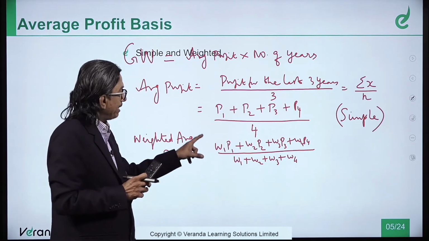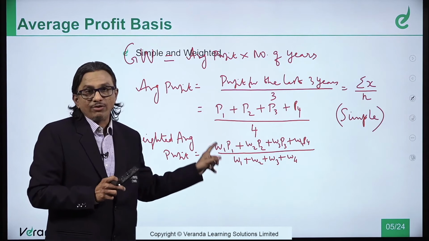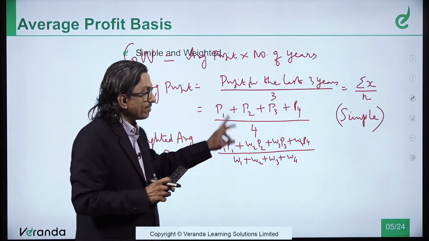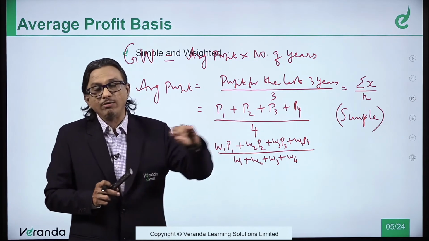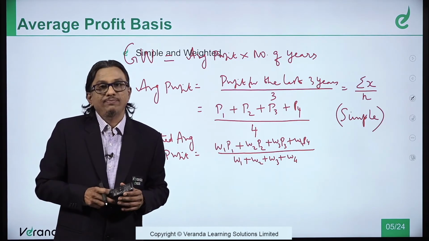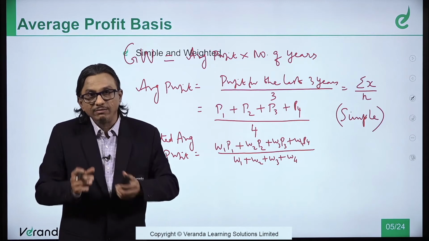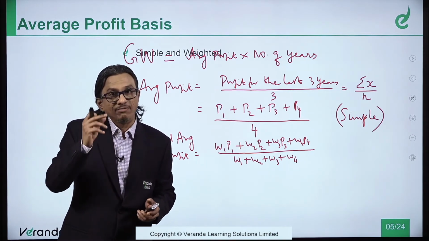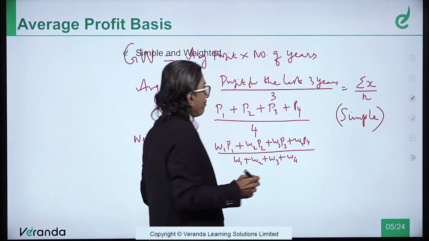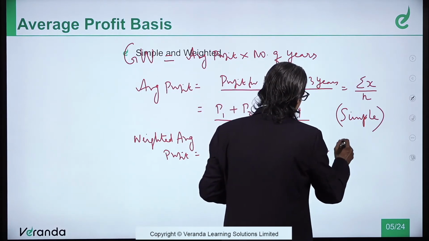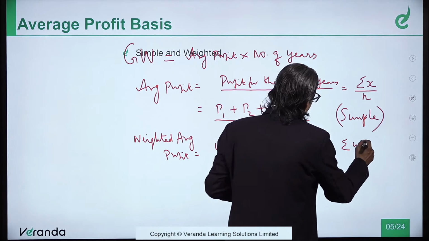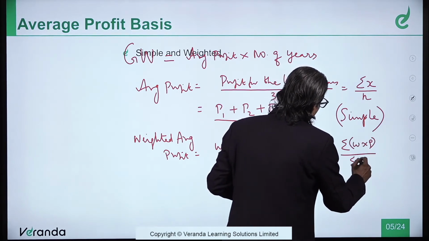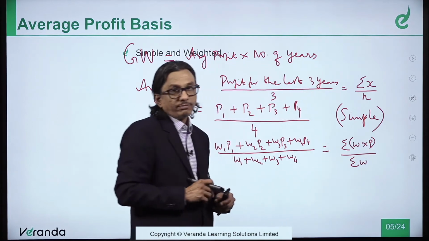So multiply the weight of the first year by the profit of first year, W1 P1. Weight of second year, profit of second year, W2 P2. Like that you keep on finding the products. Then add the products, that is the numerator, divided by the sum of the weights, you will get the weighted average profit. So in short, the formula is: sigma W into P divided by sigma W.